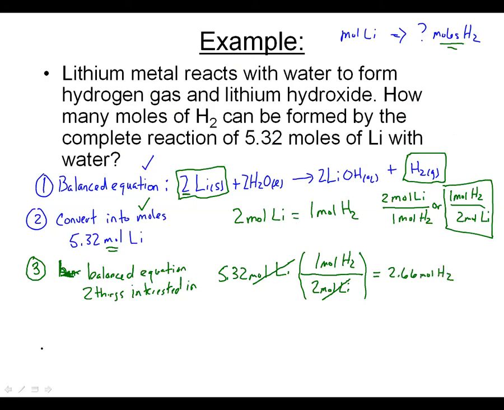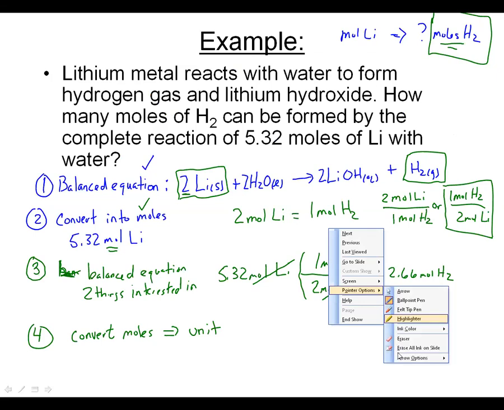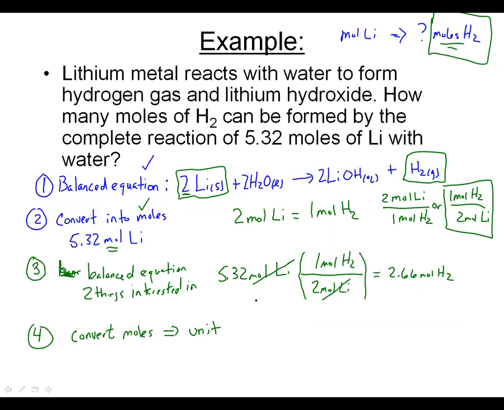Now remember, step number 4 is to convert the moles, because you will always be in moles at this step, to some other unit. Now, this is also something we need to think about. We need to think about the question. And the question said, we want to know how many moles of H2. So in this particular problem, we actually do not need to do step number 4, because this is actually the amount of moles that we would produce in this case.